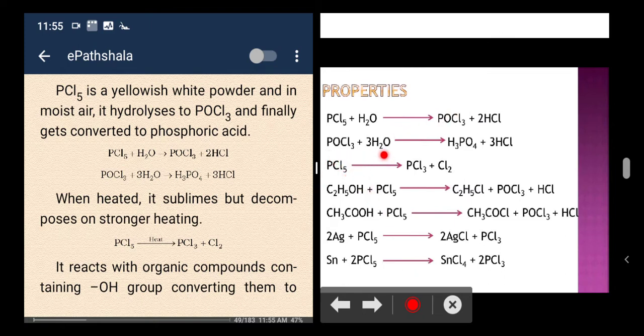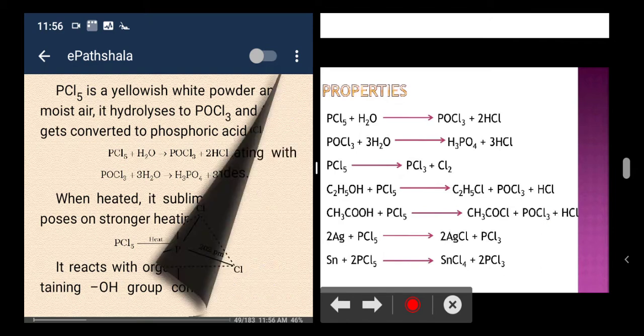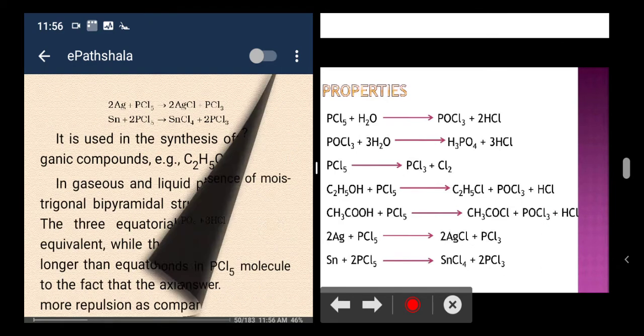POCl3 plus H2O gives H3PO4. Here you can see this kind of reactions are very important. Ethanol, when it reacts with PCl5, forms ethyl chloride, phosphorus oxychloride and hydrochloric acid. Ethanoic acid, when it reacts with PCl5, forms acetyl chloride, phosphorus oxychloride and hydrochloric acid. So these are the things.